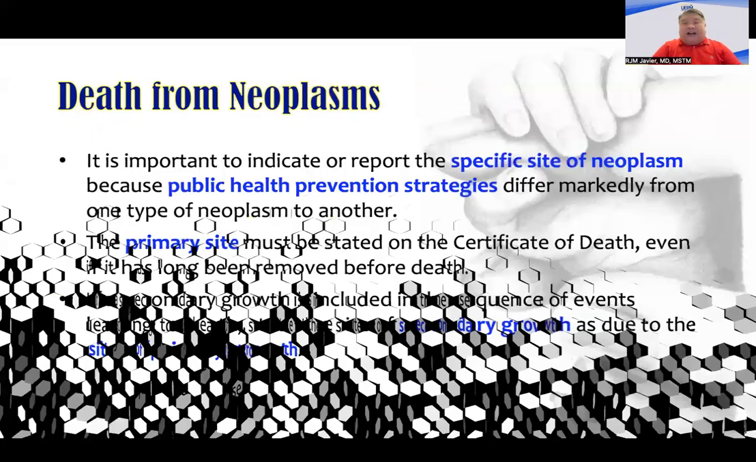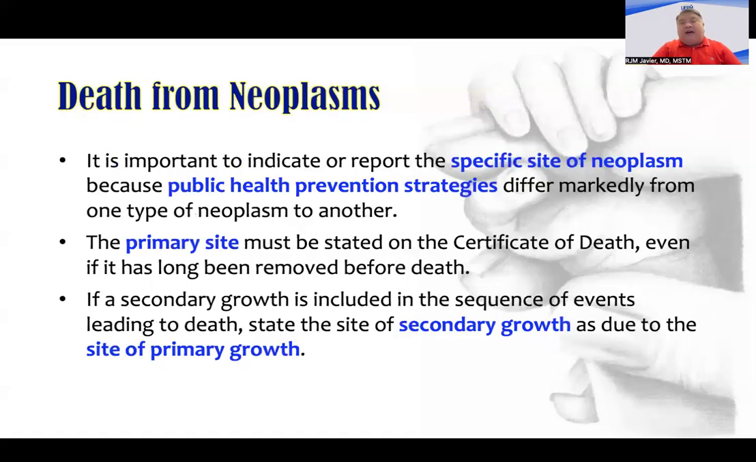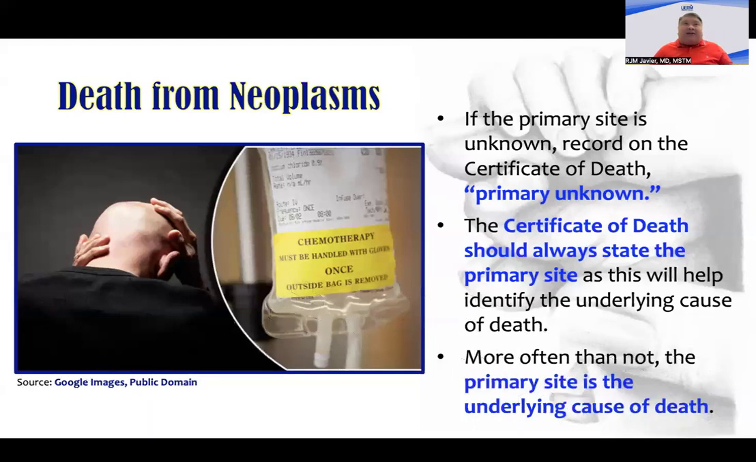If it's secondary to cancer, you have to specify the site of the neoplasm because public health prevention strategies would also differ depending on the type of cancer. The primary site must be stated, and if ever there is a secondary growth, it should also be stated. Let's say, for example, prostate cancer with metastatic bone cancer. The primary is your prostate, then the metastasis is to the bones. So you have to put the primary site.